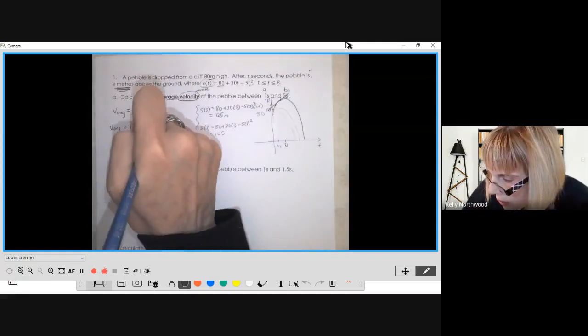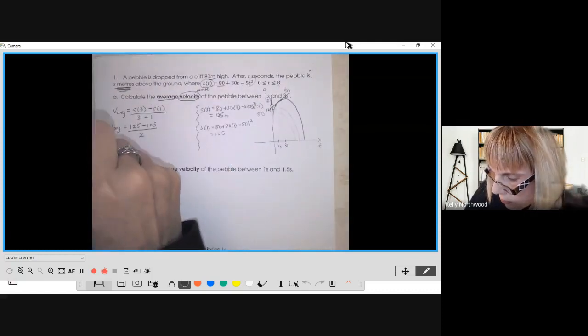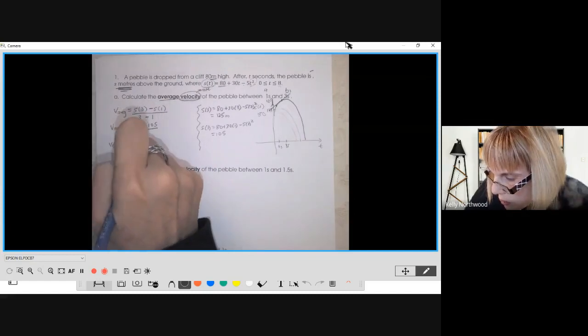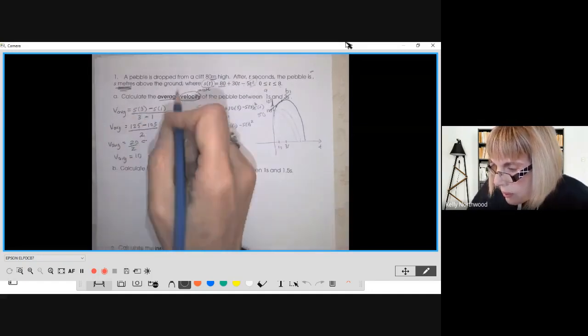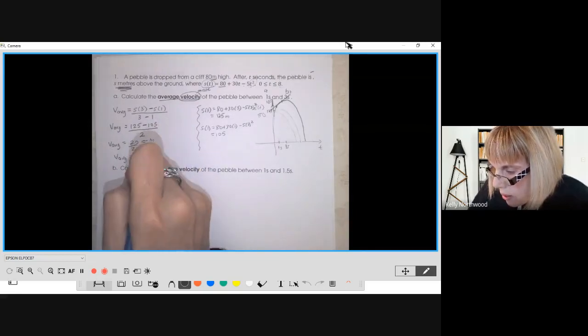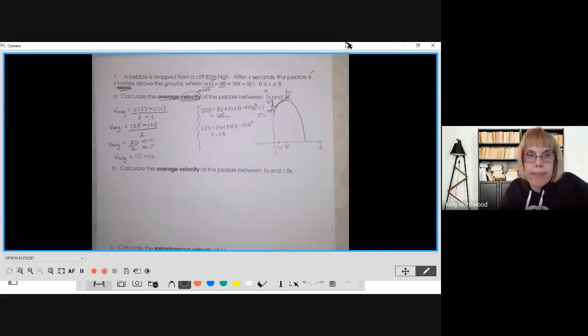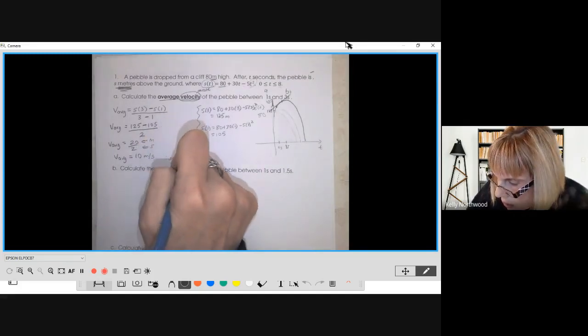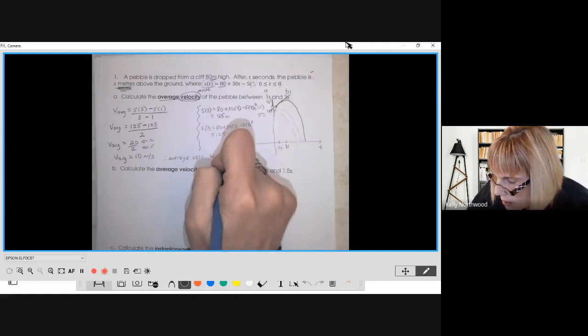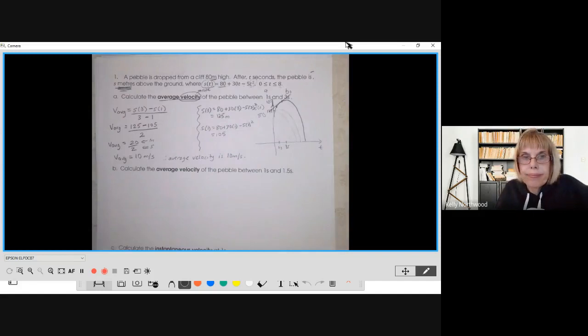So S at 3 is 125 minus position at 1, which is 105, over 3 minus 1, which is 2. So that's going to be 20 over 2. And then your rates always have to have units. So that's 10. The units for the top is position, so it's meters. The bottom is time, so it's seconds. So my units are meters per second. So the average velocity of the pebble between 1 second and 3 seconds is 10 meters per second. And it makes sense to get a positive answer from my diagram.